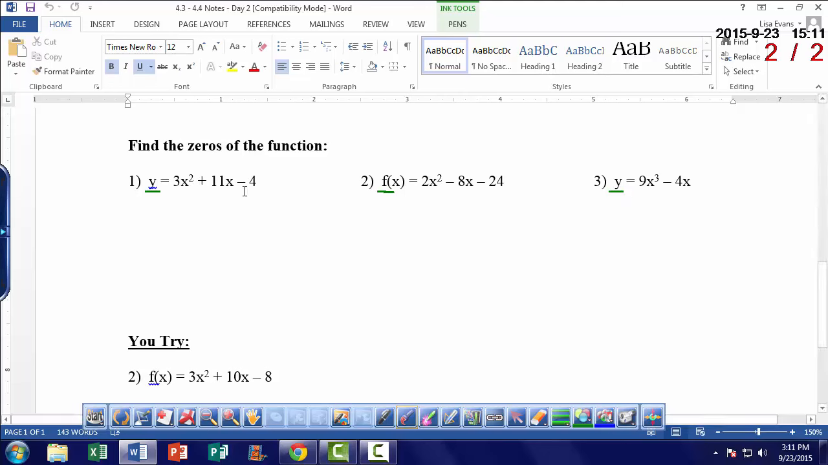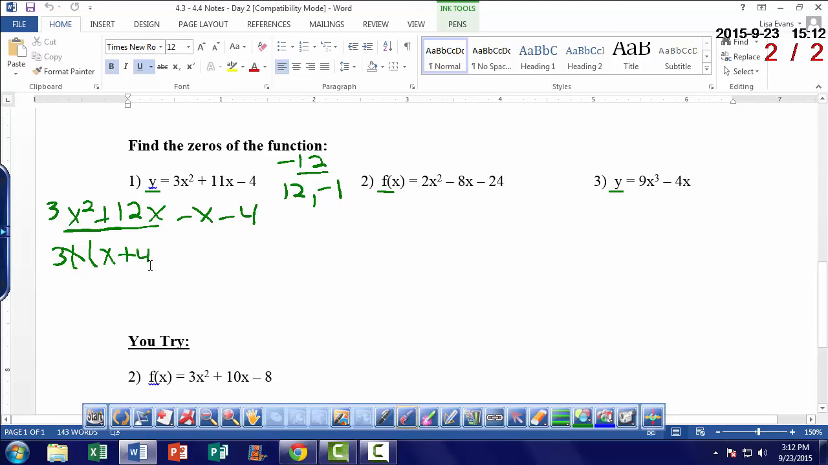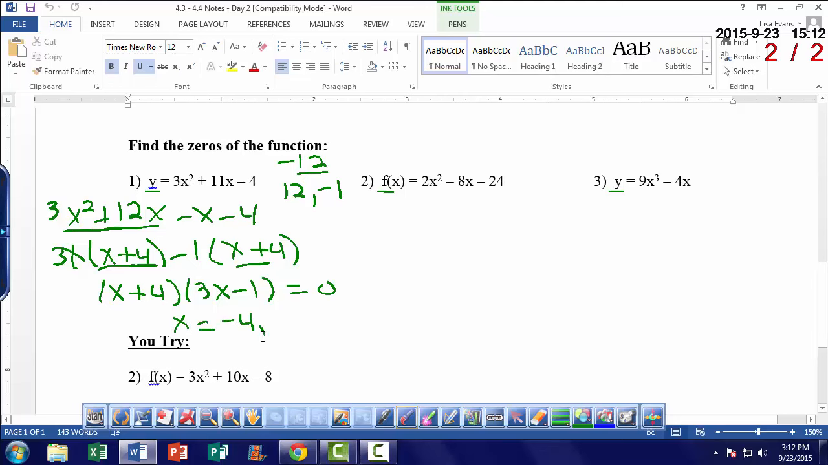This is more difficult AC factoring. We're going to multiply those two together. We get negative 12. What multiplies to give me negative 12 and adds to give me positive 11 would be 12 and negative 1. I'm going to go ahead and rewrite this. I'm going to factor by grouping, take a 3x out, I'm going to factor these out. I'm going to set each parenthesis equal to 0, and when I do that, I get -4 and +1/3.